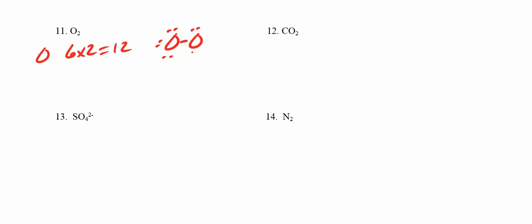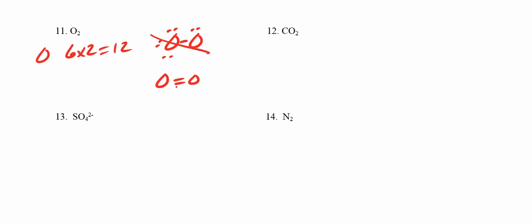So 2, 4, 6, 8, 10, and you notice I've run out of electrons. This oxygen doesn't feel as though it has 8 electrons. So that's not a correct structure, right? When I run out of electrons, the correct procedure is to try double bonds, and that's what's going to happen here. I'm going to put a double bond between these 2 oxygens.